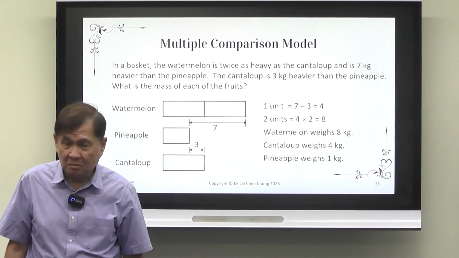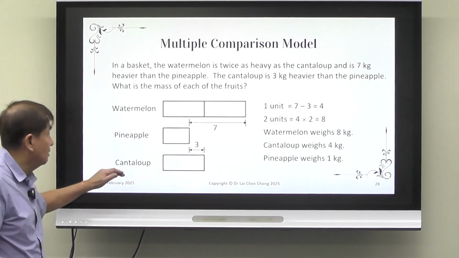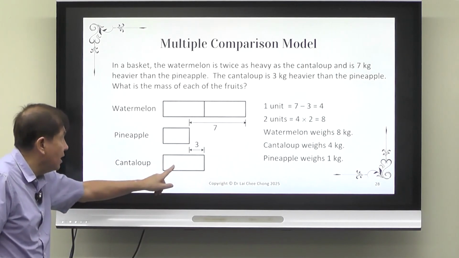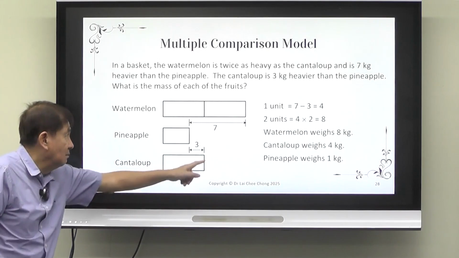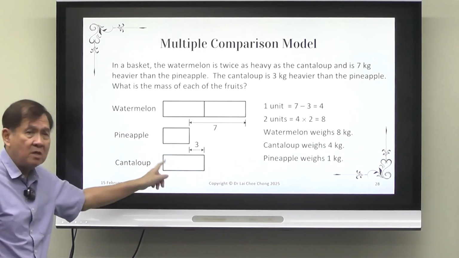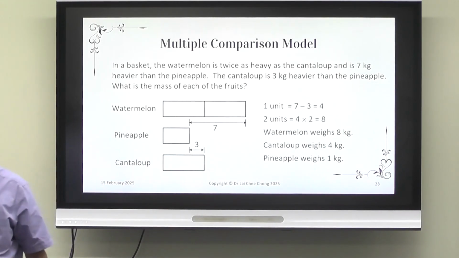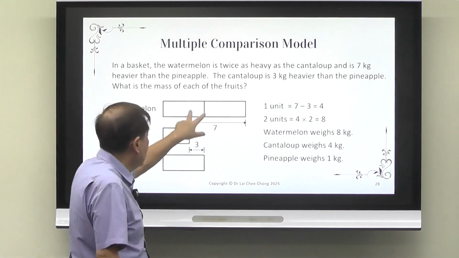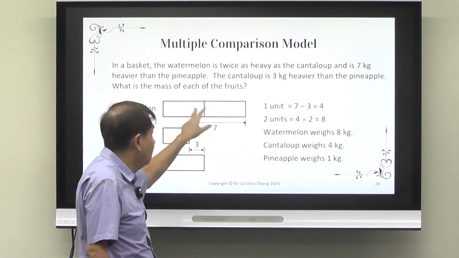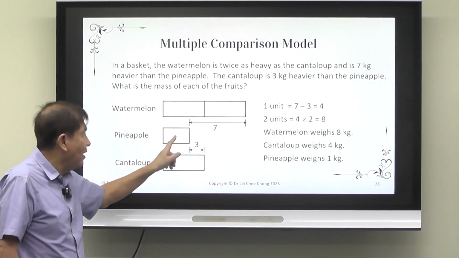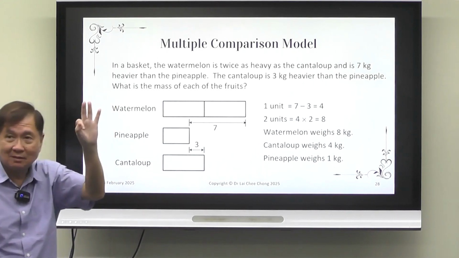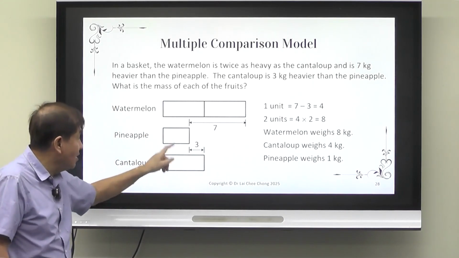And you can compare these two, watermelon and cantaloupe. So to me, the 1 unit refers to what? These units here. Am I right? This is 1 unit. So if there's 1 unit, this is what? 2 units. How about this one? 1 unit less 3. Pineapple is 1 unit less 3.